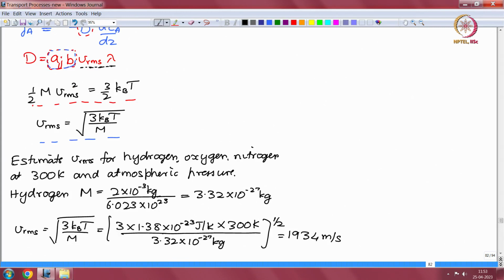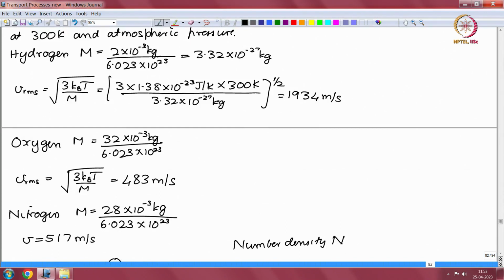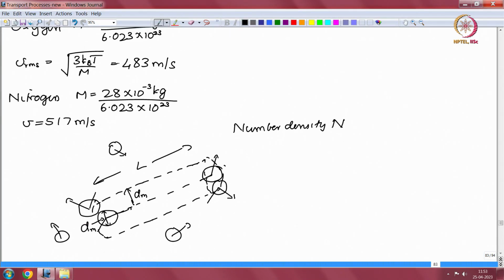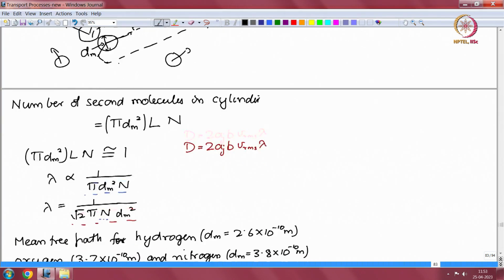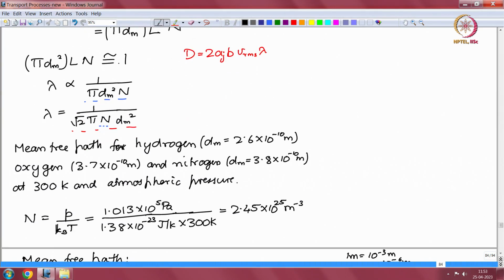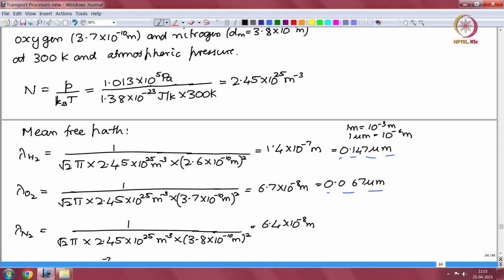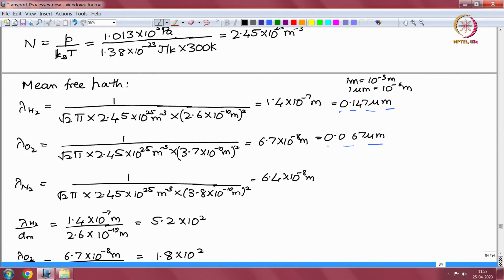We had got estimates for the mean free path and the RMS velocity in gases. For hydrogen, the RMS velocity was approximately 2000 meters per second, and nitrogen and oxygen were of the order of 500. The mean free path is the distance a molecule travels before it collides with a second molecule. That distance was inversely proportional to the number density of molecules and the diameter of the molecules. And this was in the range of 10 power minus 7 to 10 power minus 8 meters, or 0.1 microns to 0.05 microns roughly.